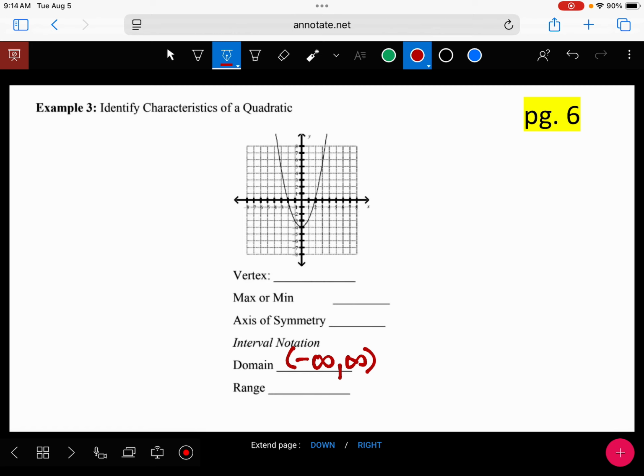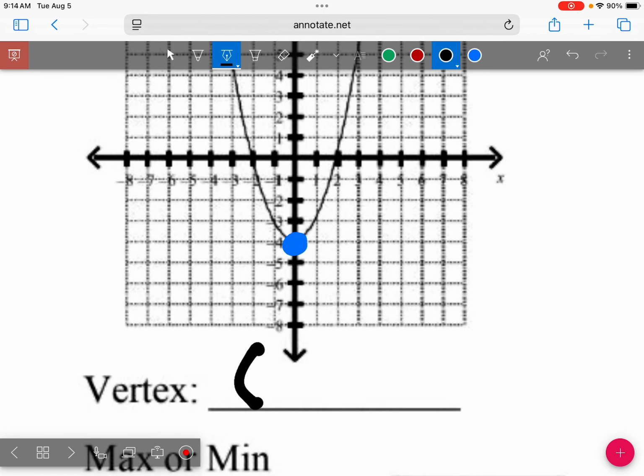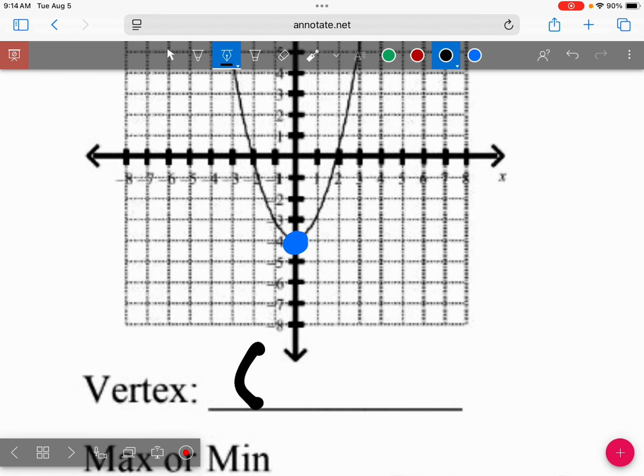So our vertex is our lowest point. So the lowest point on our graph would be right here. I know that's kind of blurry, but what do we think that number is? Okay, so what should it be as an ordered pair? What's the x value and the y value? 0, -4.